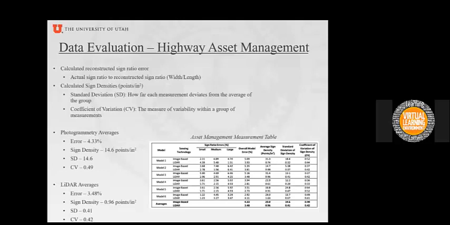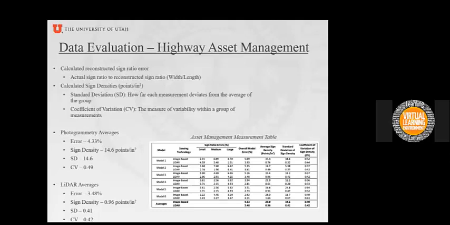From comparing the models, for our photogrammetry averages, we had an average reconstructed sign ratio error of 4.33%, an average sign density of 14.6 points per square inch, a standard deviation of 14.6, and a coefficient of variation of 0.49. Our errors are similar between photogrammetry and LiDAR, with 4.33 for photogrammetry and LiDAR having 3.48.